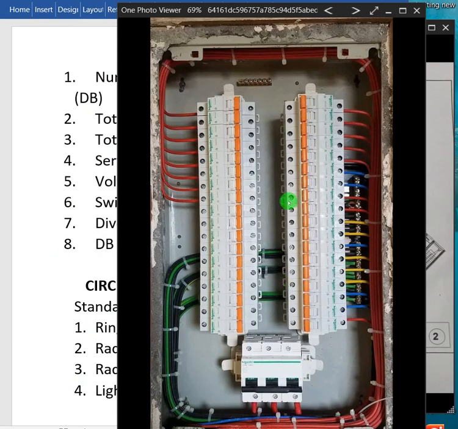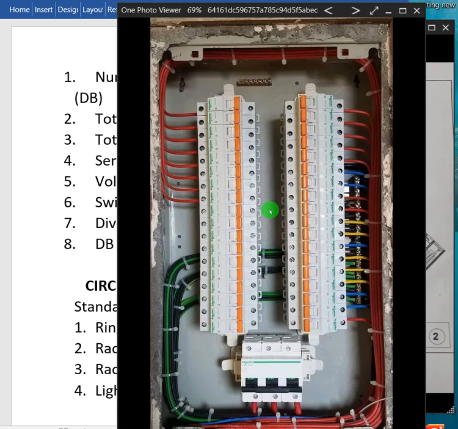Now, for instance, I have this as my distribution board, right? So what that implies is that, let's count the total final sub circuit we have here. We have 1, 2, 3, 4, 5, 6, 7, 8, 9, 10, 11, 12, 13, 14, 15, 16, 17, 18. All right, we have 18 here. If we are using this particular arrangement of DB, this is 18 here. 18 plus 18, we are having 36. So we are having a total of 36 final sub-circuit in this distribution board.